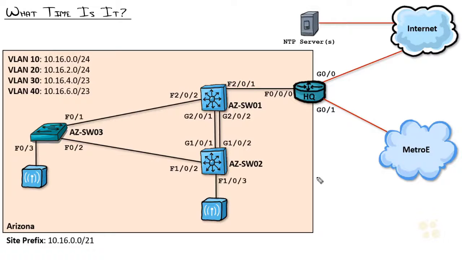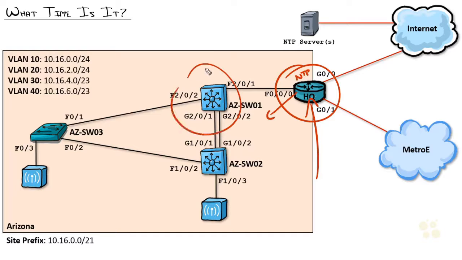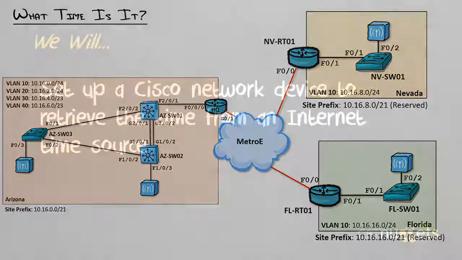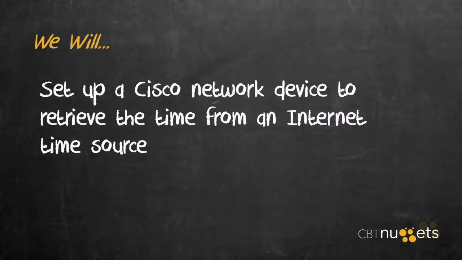The great news is this now sets our headquarters router up to be our source of NTP for the devices within our organization who can then pull its time from there. In the next video, we are going to set up an NTP master server. For now, we have seen what it looks like to configure a Cisco network device to receive the time from the internet time source.